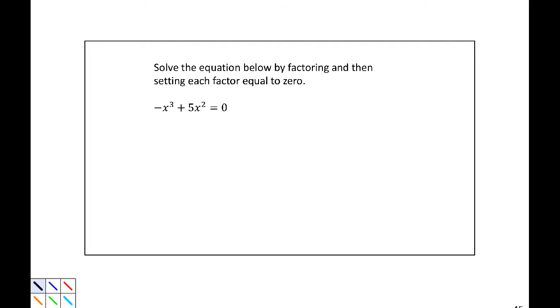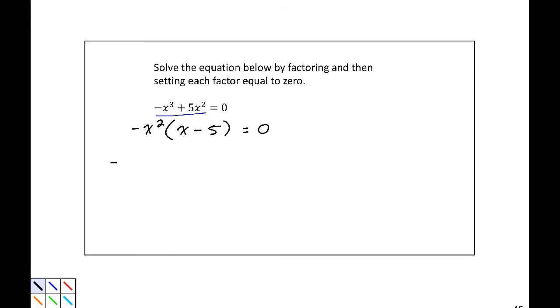The next skill we're going to work on is solving an equation by factoring. So we'll solve this equation below by factoring and then setting each factor equal to 0. Let's notice that these two terms have a common factor. We could factor out a negative, I'd prefer to do that, negative x squared, which would leave us with an x minus 5, and that equals 0.